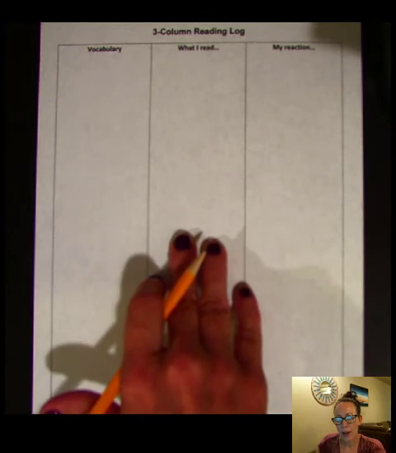For the what I read section, that is just going to be kind of a summary of what I think are the important points as I go through. So I'm looking at the paragraphs here. I definitely want to jot down at least one or two things, just phrases probably, per paragraph. Some paragraphs may have more information in them that's important. So I just kind of have to see how it goes with that.